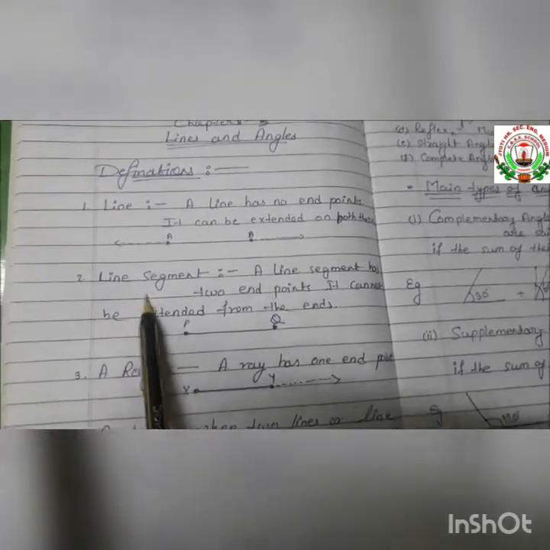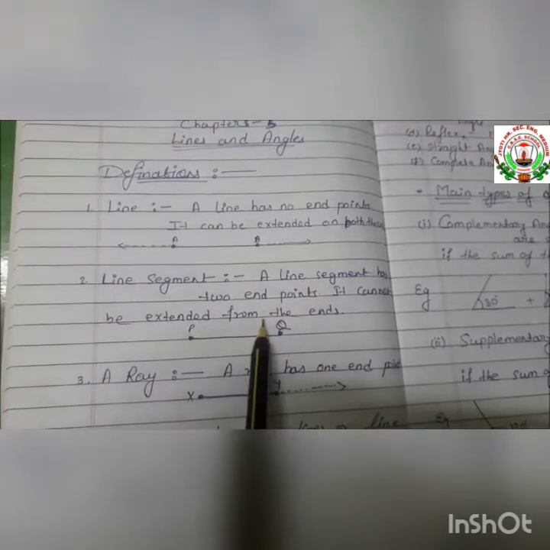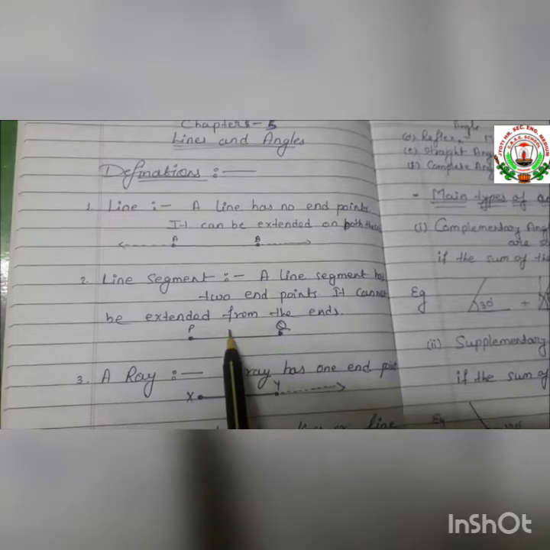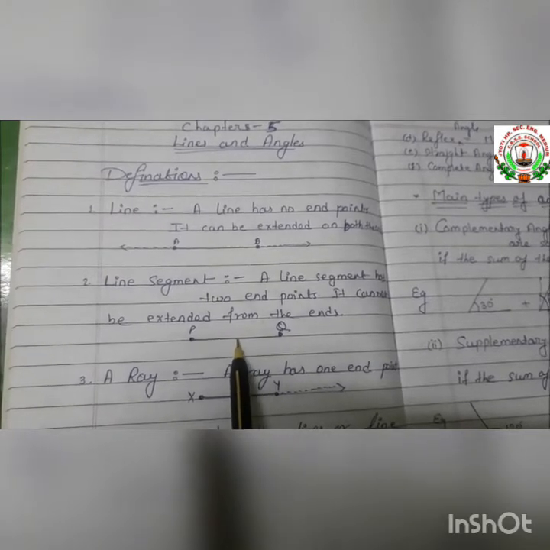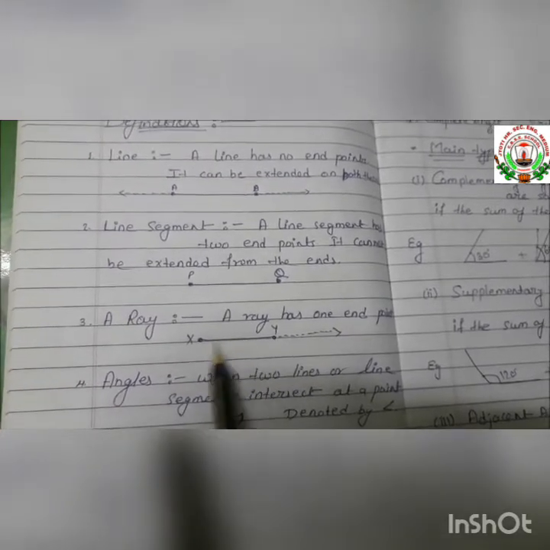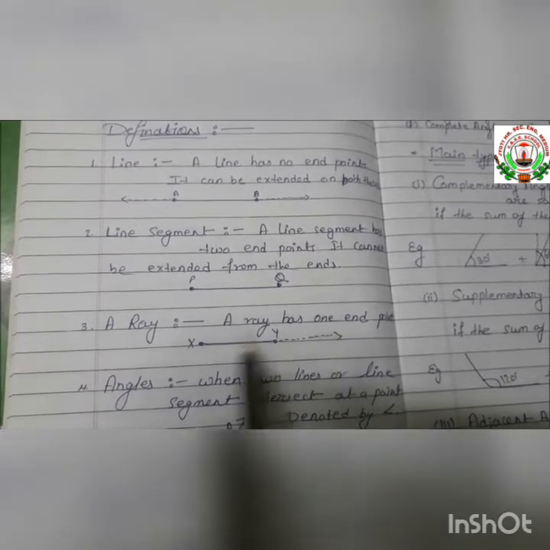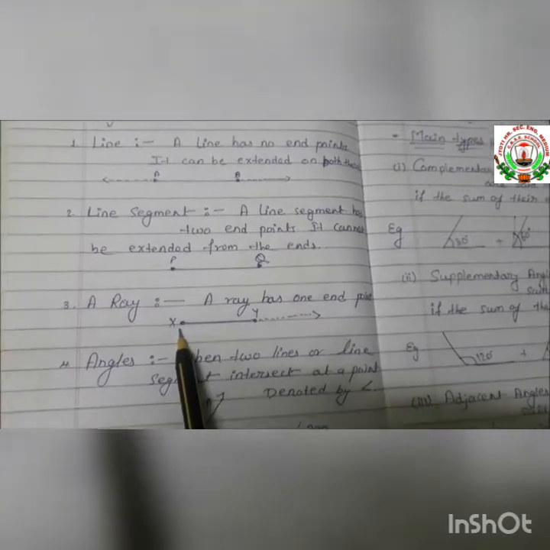Second definition, line segment. A line has two endpoints. It cannot be extended from the ends. It means a line segment is having the exact measurements. Third, a ray has one endpoint. That means suppose xy is a ray, it can be extended from one side, not from the other point.